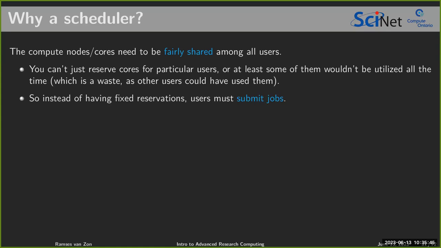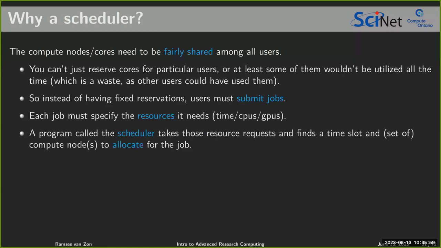Instead, you submit jobs, right? And then each job specifies the resources it needs. Those are the sbatch lines. So the resources could be time, could be the number of cores, could be the number of GPUs. We're not using GPUs as an example here, but we could ask for those. The scheduler takes those resource requests and basically does a puzzle. It tries to find a time slot where to allocate the job. So if there were no other constraints, it would just go, okay, what's running now? What's ahead of you in the queue?